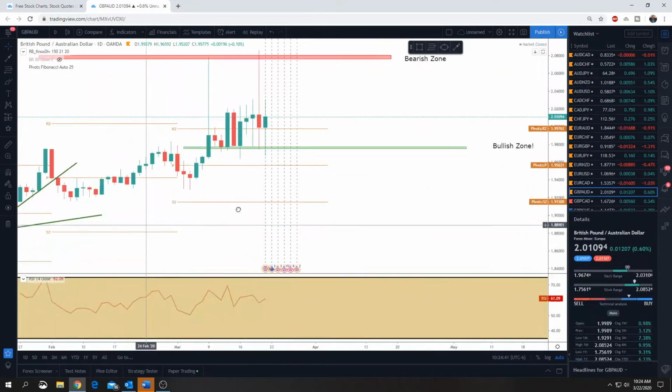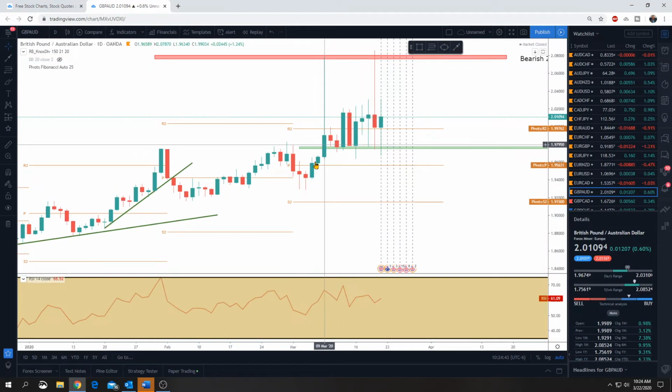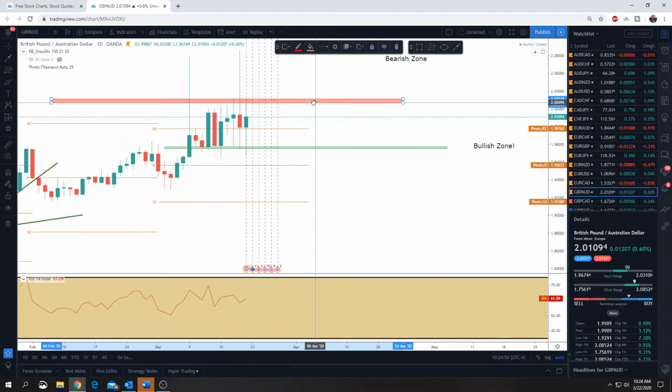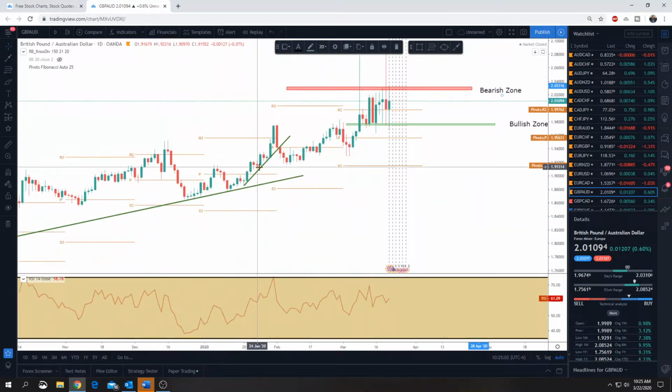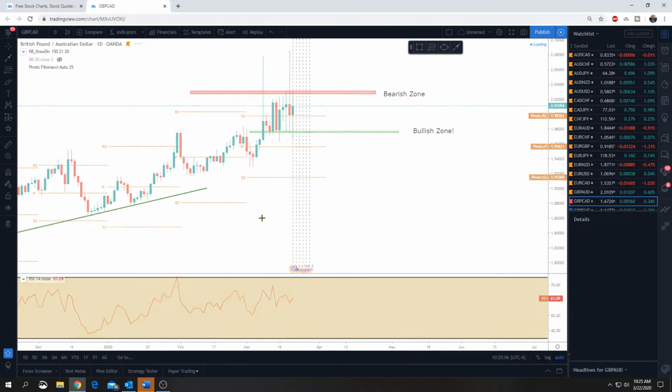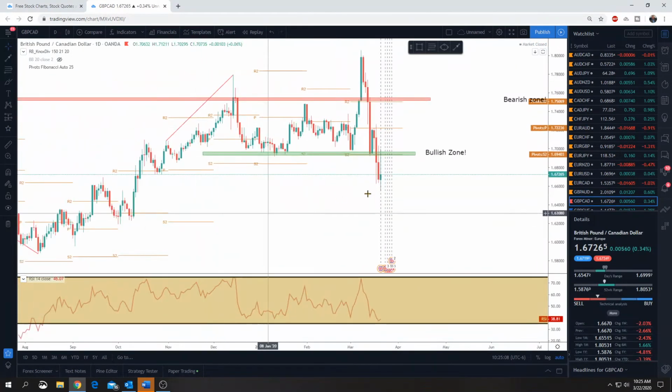British pound AUD. Okay, price is sitting right around R2. I think we can move this down to right here so we could kind of zero in on this range. But you could see what a small range, and then look at these impulses. So this pair is really tough. Lots of big swings.